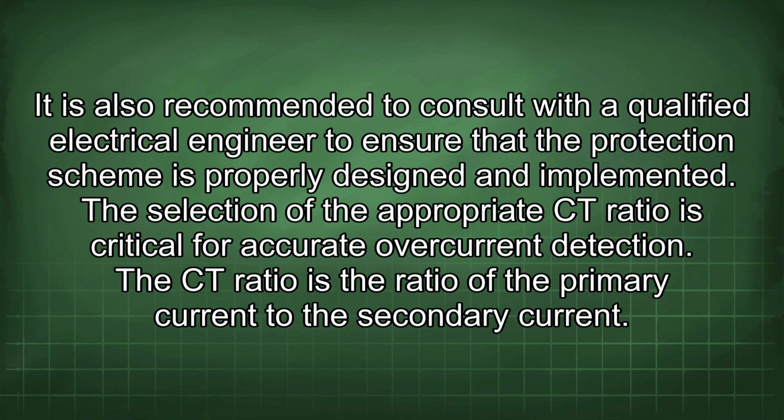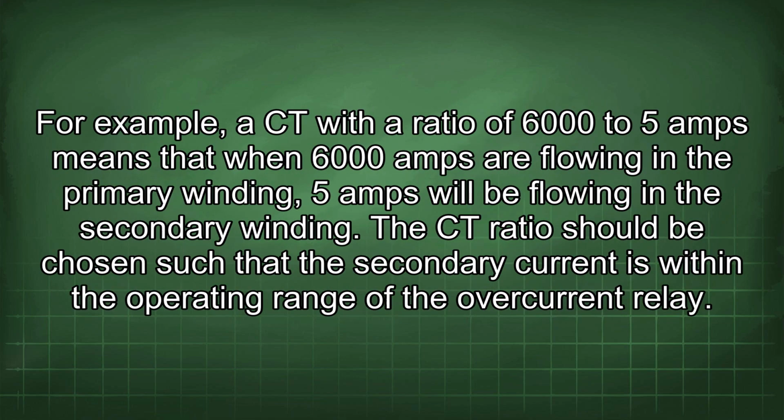It is also recommended to consult with a qualified electrical engineer to ensure that the protection scheme is properly designed and implemented. The selection of the appropriate CT ratio is critical for accurate overcurrent detection. The CT ratio is the ratio of the primary current to the secondary current. For example, a CT with a ratio of 6000 to 5 amps means that when 6000 amps are flowing in the primary winding, 5 amps will be flowing in the secondary winding.